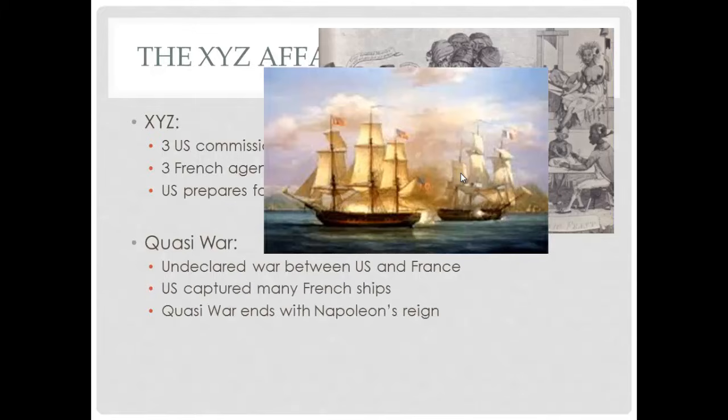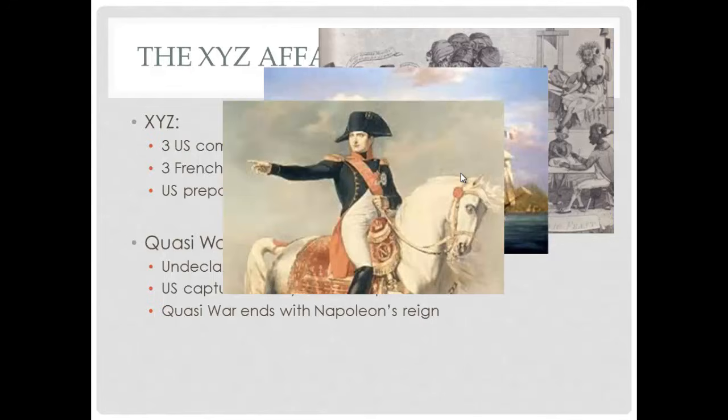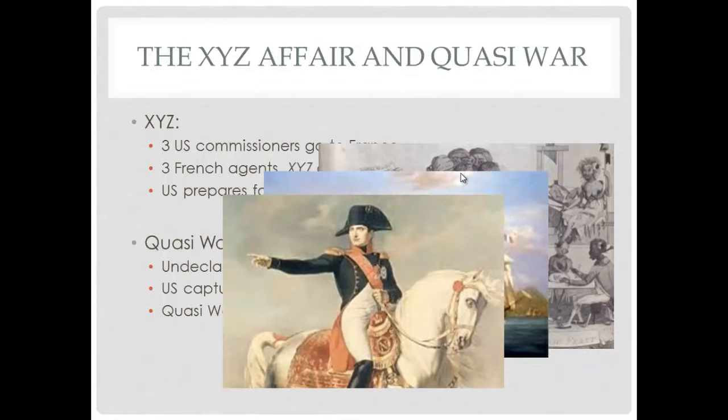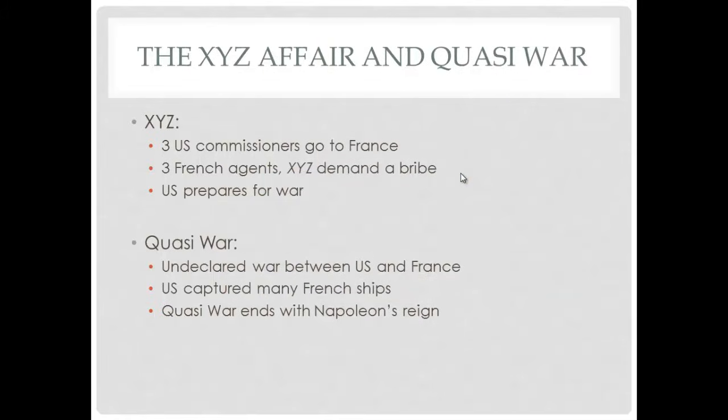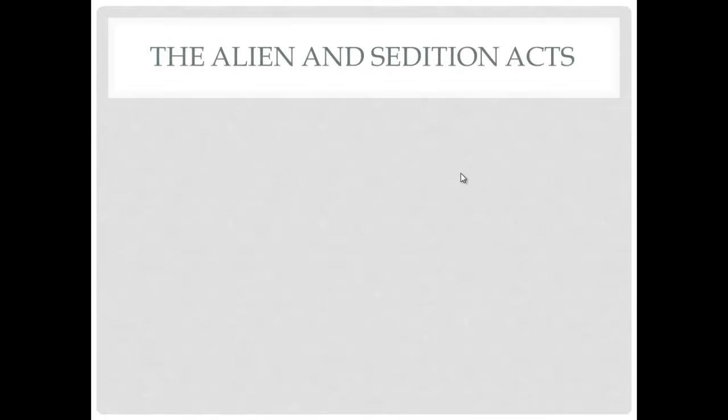captures many French ships, and then the quasi-war will end a couple years later when this guy comes to power, Napoleon Bonaparte. And he starts to focus on conquering Europe. So the next thing that's going to happen is the XYZ affair is going to lead to something called the Alien and Sedition Act. So you need to ask yourself, how is this happening?